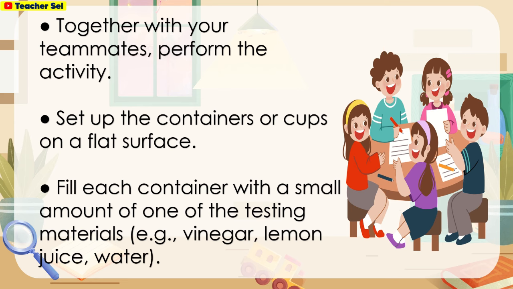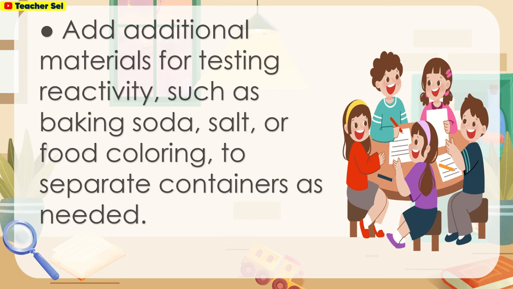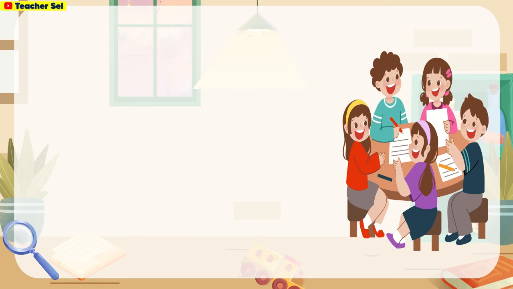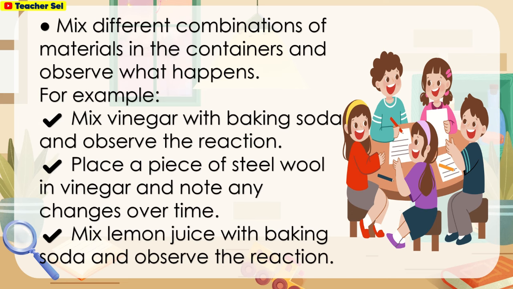Set up the containers or cups on a flat surface. Fill each container with a small amount of one of the testing materials. Example given: vinegar, lemon juice, or water. Add additional materials for testing reactivity, such as baking soda, salt, or food coloring to separate containers as needed. Mix different combinations of materials in the containers and observe what happens.